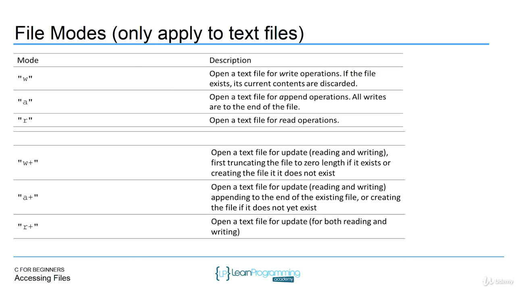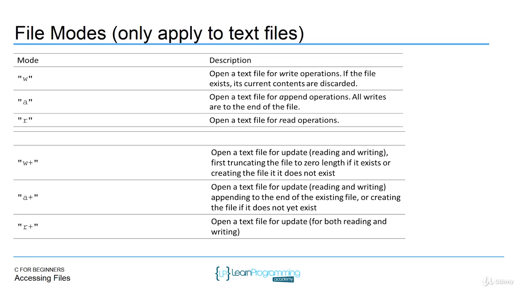Here are the file modes that I mentioned. The file modes, remember, are the second parameter to the fopen call. This is what specifies what you want to do with the file. And it's all inside double quotes. So if you do a W, that means you want to open the text file for writing. If you do an A, that means you want to open the text file for appending. All writes are to the end of the file. If you do an R, it opens up the text file for reading. If you add a plus to any of these, it will basically create the file if it doesn't exist.